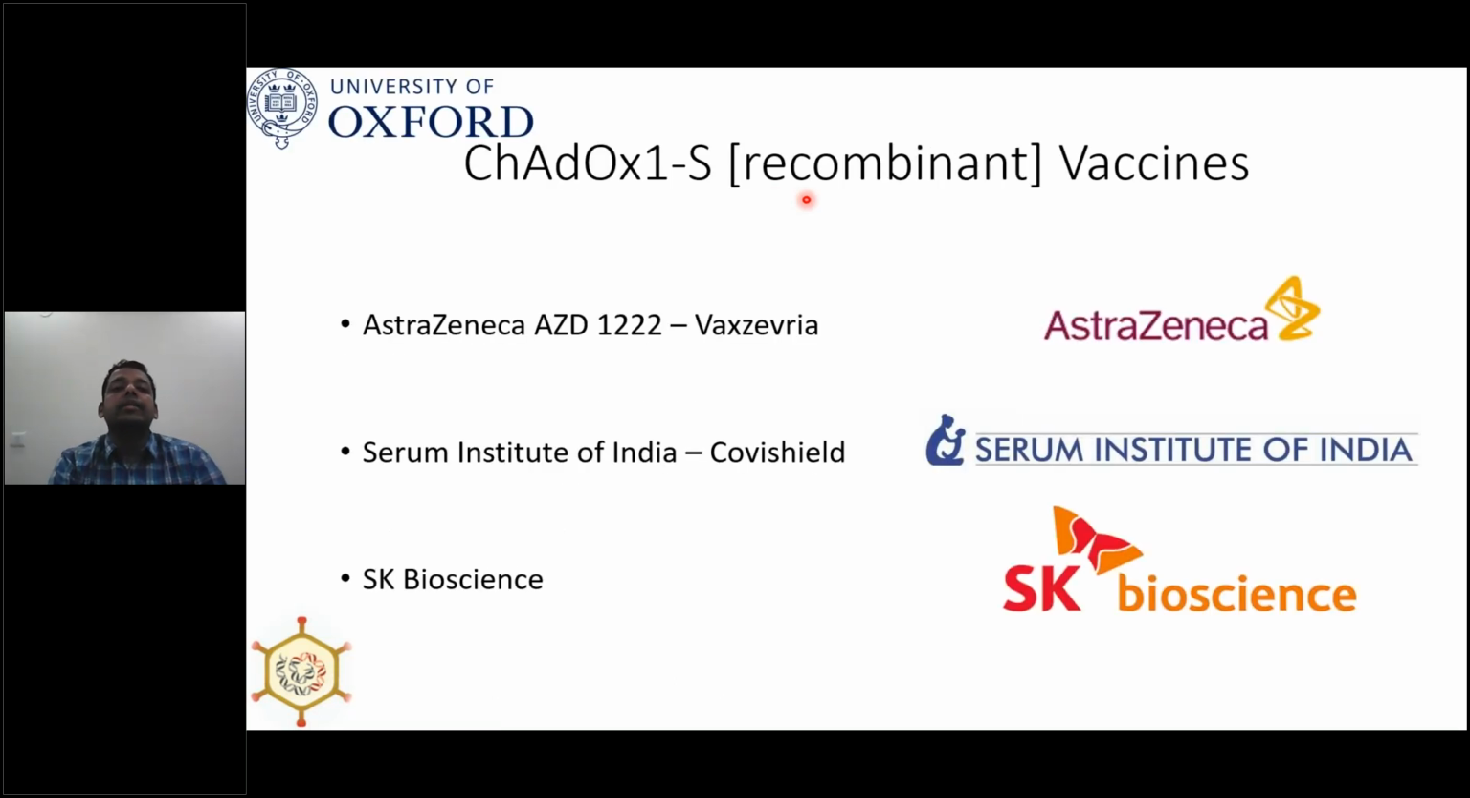The other vaccines that are using this are the ChAdOx1 recombinant vaccines, the one that has been produced in collaboration with the Oxford University. Oxford University, in collaboration with AstraZeneca, is making this, named the AZD1222 Vaxzevria. In collaboration with the Serum Institute of India, it is called the Covishield, and in collaboration with the SK Bioscience company, it is called the SK Bioscience Vaccine.